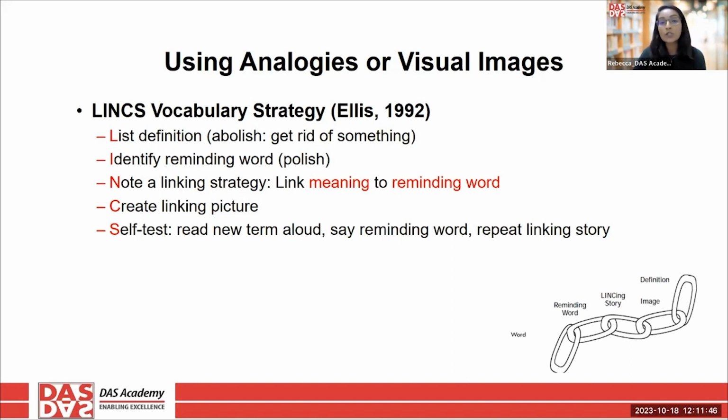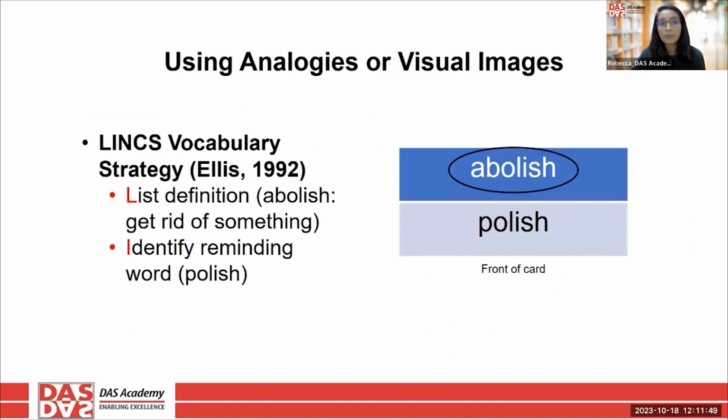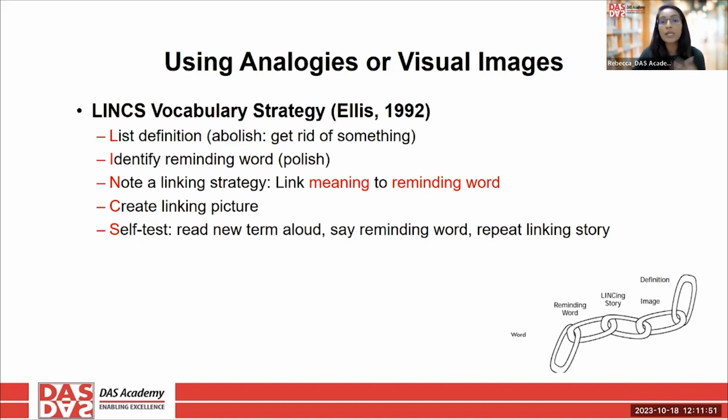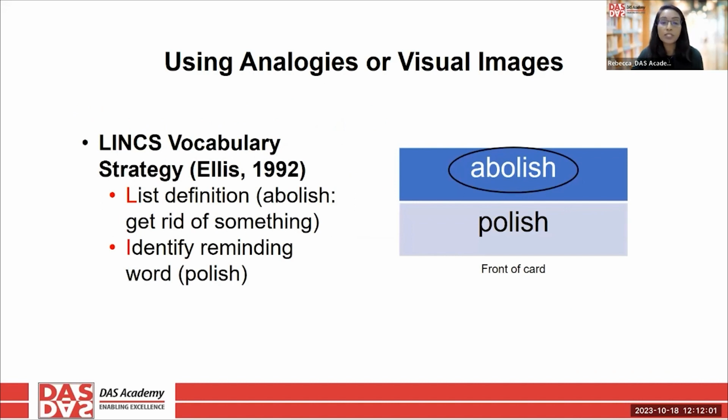And C is to create a linking picture to represent this information. And S is to do a self-test to ensure learners are able to remember. So I'm going to share with you how you can do this. You can use a card, fold it in half, and as shown on the slide, you can write the actual word and the reminding word on the front of the card. So abolish is the word that I want to teach my child, and polish is the reminding word. So this is the front of the card.